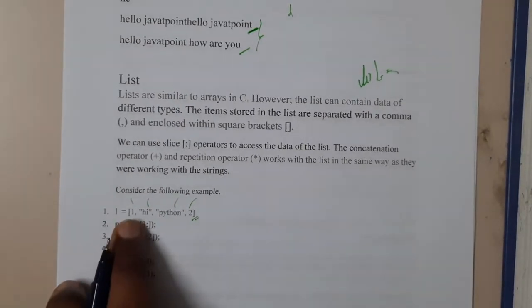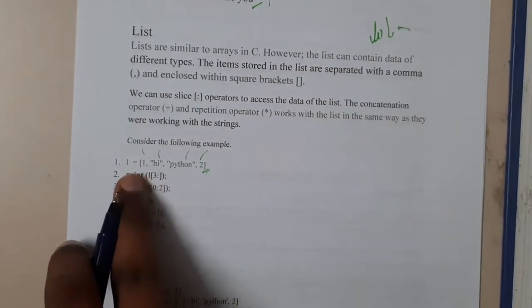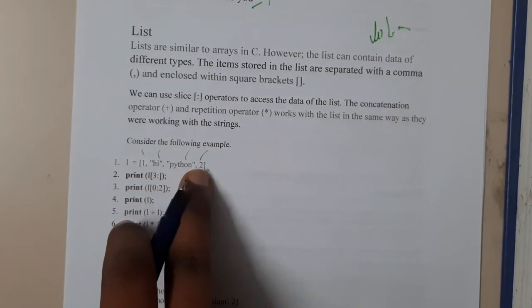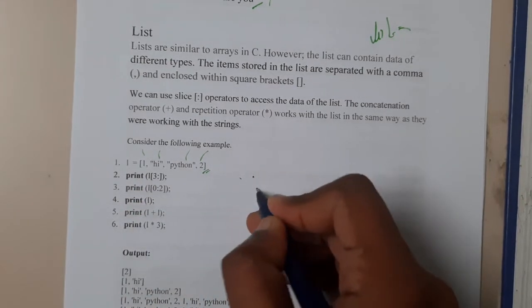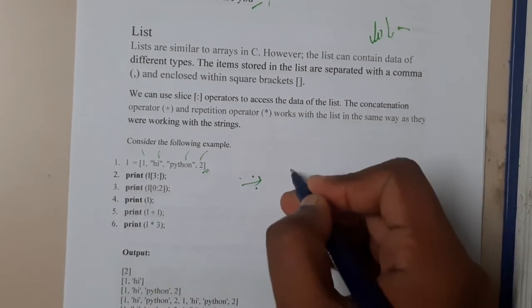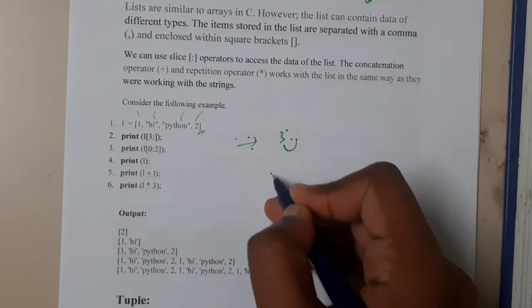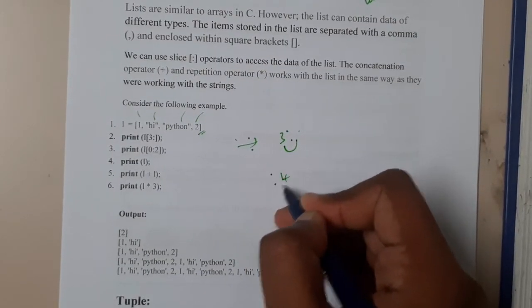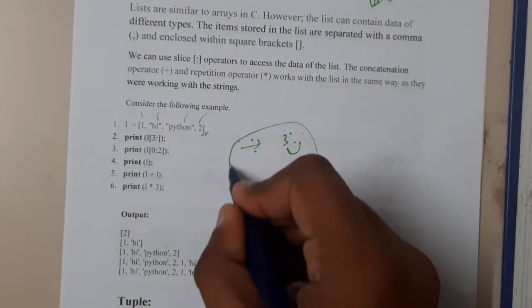Okay, so assume there is a list, guys. You can just go through the theory. Assume a list: 1, hi, python, 2. So here we wrote print L[3:]. If you write only a colon, it will print from start to end. If you write 3:, it will print from 3 to end. If you write :4, it will print from the start to 4. Guys, got it? I hope everyone got a clear idea on this.